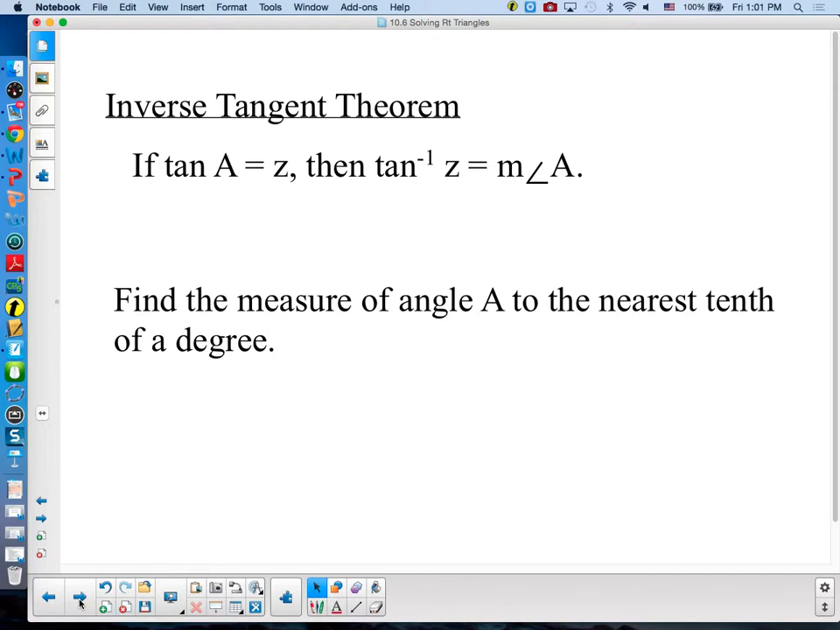If the tangent of A is z, or some number, then tangent inverse of that number gives you the measure of angle A. In other words, you use the inverse when you're trying to find an angle measure.